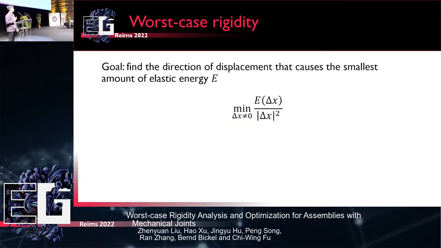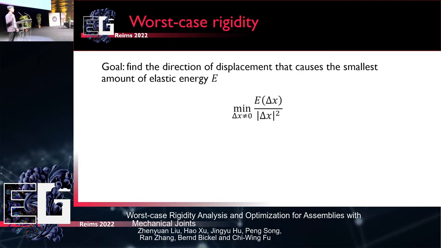After setting up the elastic energy, we can go to our definition of worst case rigidity. The idea of worst case rigidity is that we want to find the direction in which we can deform the structure using the smallest amount of energy. So it's like deforming the structure in the most energy efficient way. We find this direction, we deform it, and it takes the least effort. If we formulate it using math language, it becomes this kind of minimization problem.